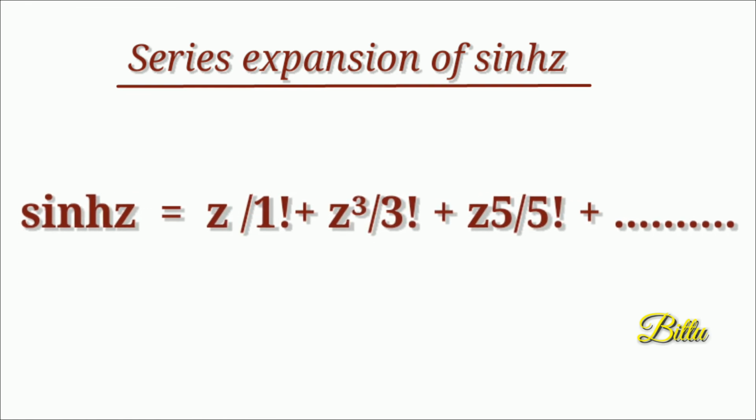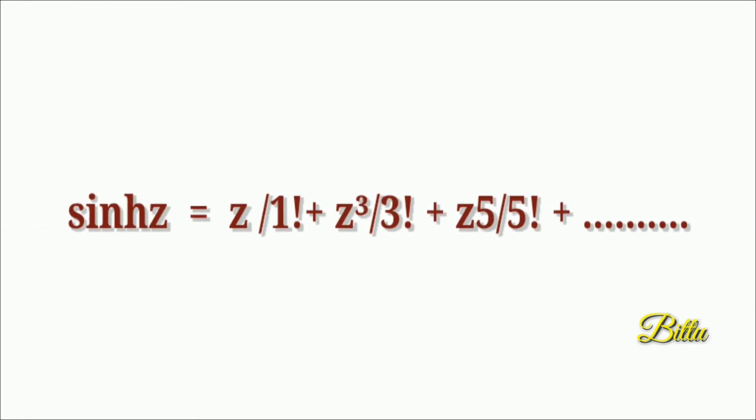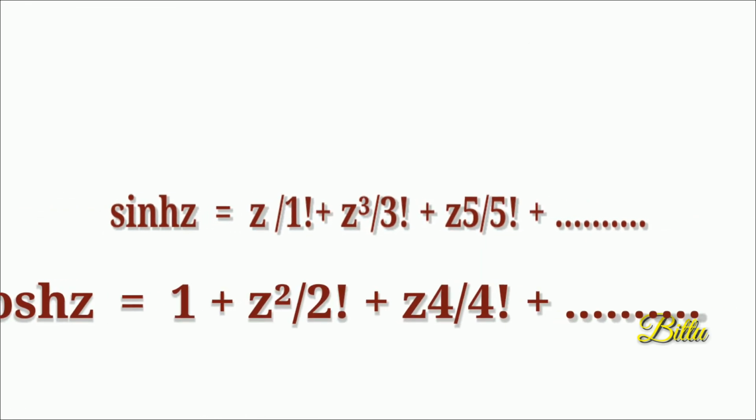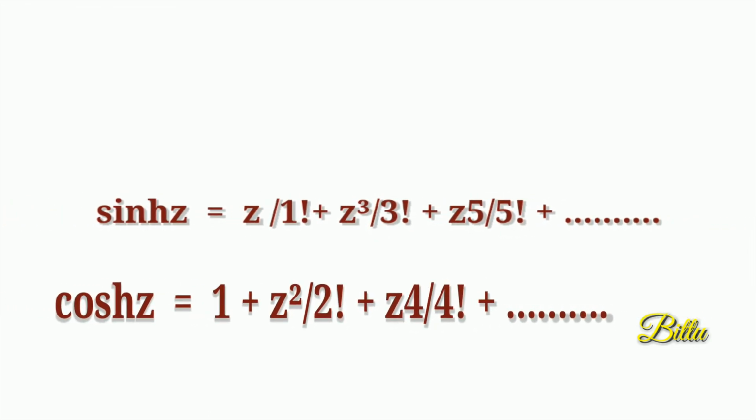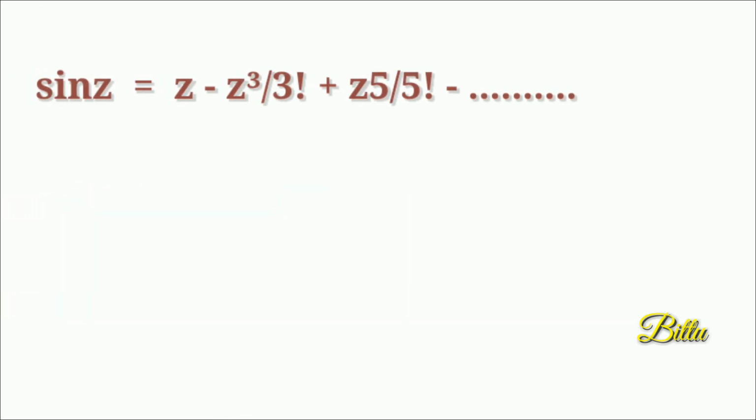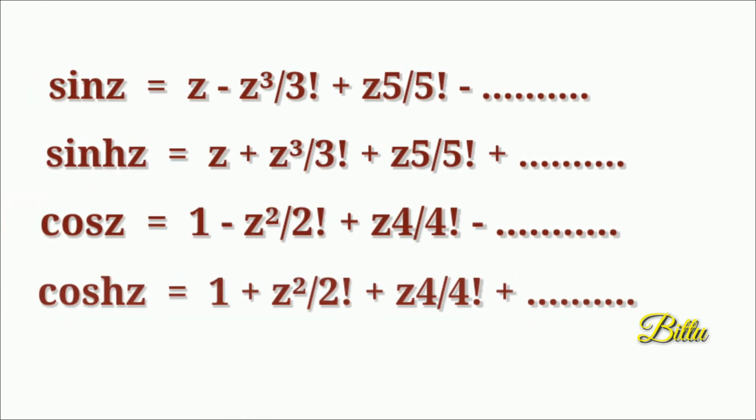By using Maclaurin series, we can see cos hz is 1 plus z square by 2 factorial plus z raised to 4 by 4 factorial plus etc. Let's enjoy the beauty of the series sin z, sin hz, cos z, cos hz. Thank you for watching.